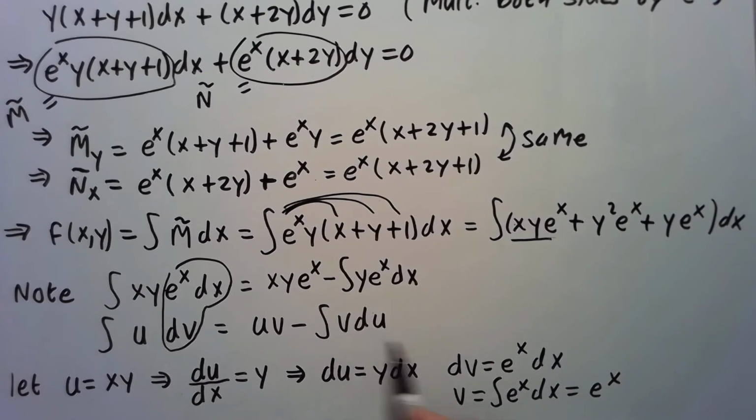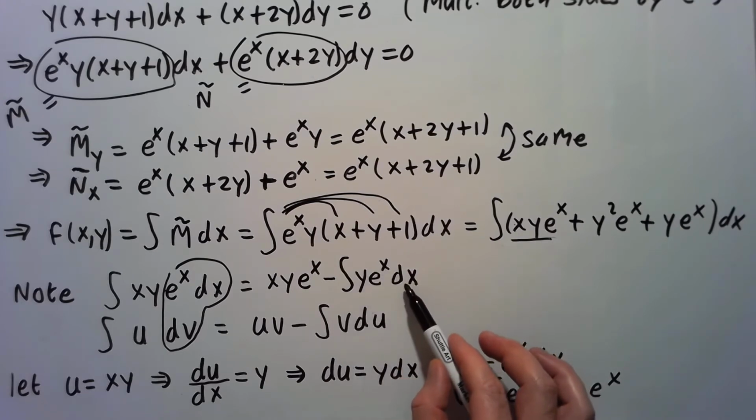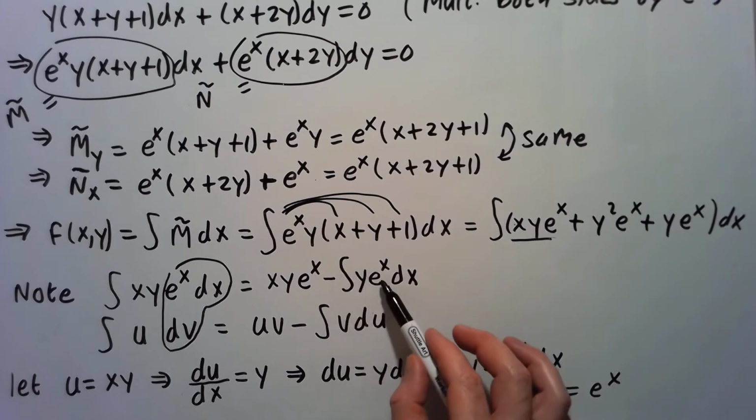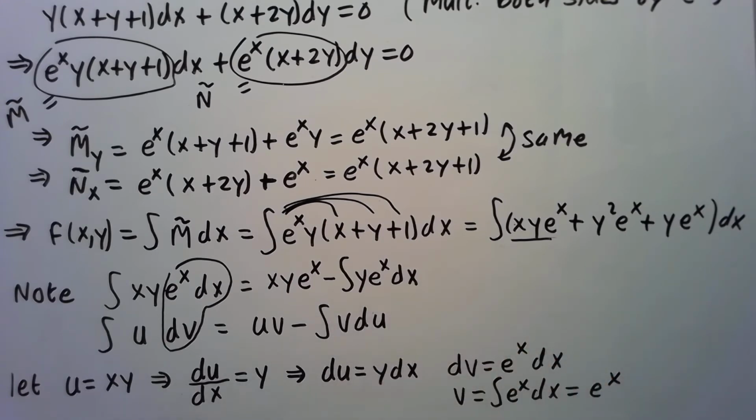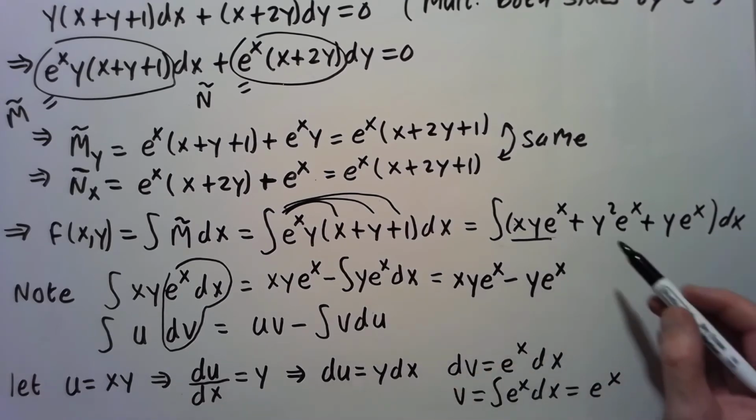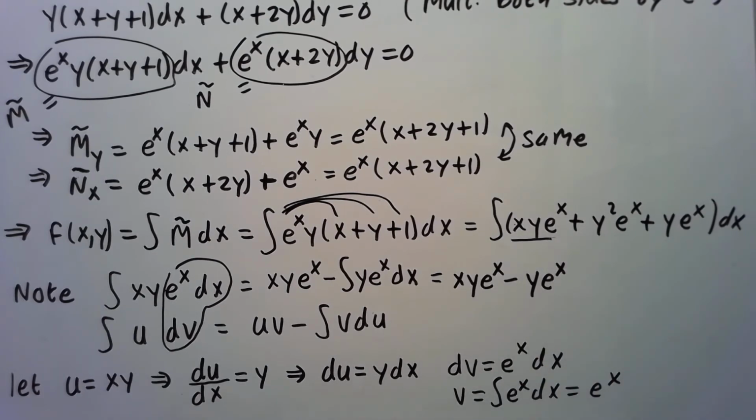So v du, well, v is e to the x, du is y dx, so it's going to be the integral of y e to the x dx. We're integrating with respect to x, so the y can come outside the integral, and it'll be the integral of e to the x, which is just going to be itself, so hence we'll get the following. I'll get xy e to the x minus y e to the x. Okay, that's going to go in place of this guy when I integrate. I'm out of space here, so I'm going to erase a few things and we'll keep going.